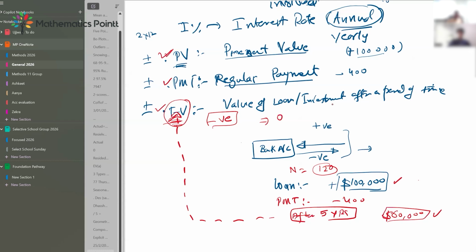What happens in the world of investment scenario? Investment means that your money is going to grow. So if it's not a loan scenario, it is an investment scenario, and now I have invested 100,000, the money is gone out. So my PV will be negative.